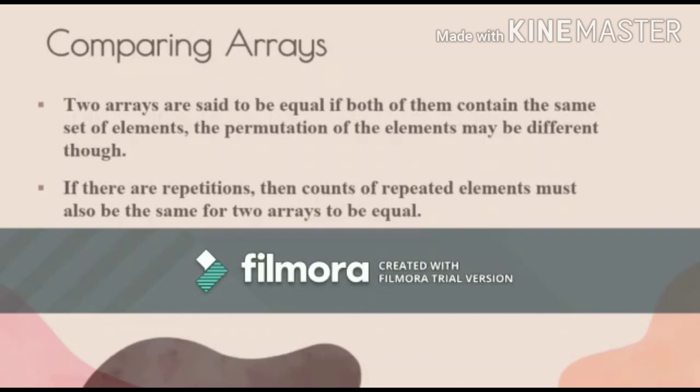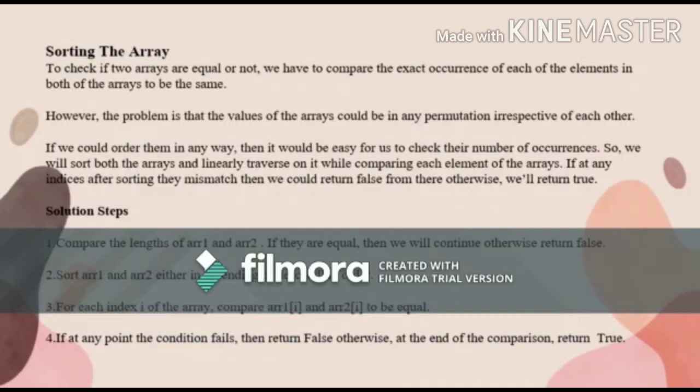Comparing arrays. Two arrays are said to be equal if both of them contain the same set of elements. The permutations of the elements may be different though. If there are repetitions, the count of repeated elements must also be the same for two arrays to be equal. Sorting the arrays. To check if two arrays are equal or not, we have to compare the exact occurrence of each element in both of the arrays to be the same.